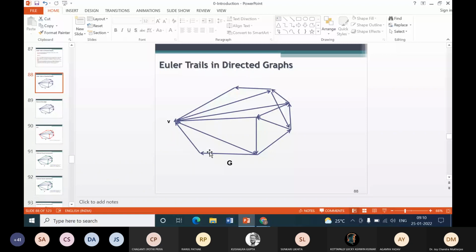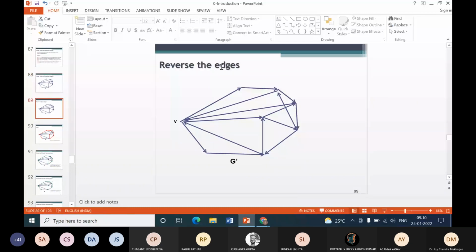So if the graph has this property, then we can find an Euler tour. The algorithm is as follows. This graph is given. The first task is to reverse the edges of the graph. So we reverse the edges.